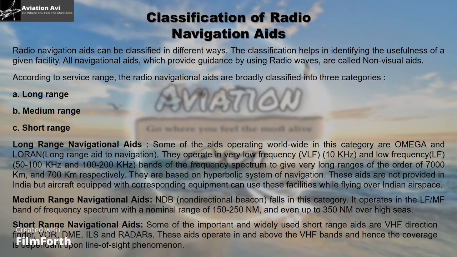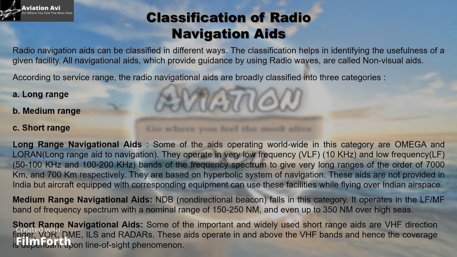Next is the medium range navigation aids. The non-directional beacon falls in this category of medium range navigation aid. It often operates in the low frequency or medium frequency band with a nominal range of 150 to 250 nautical miles and even up to 350 nautical miles over high seas.